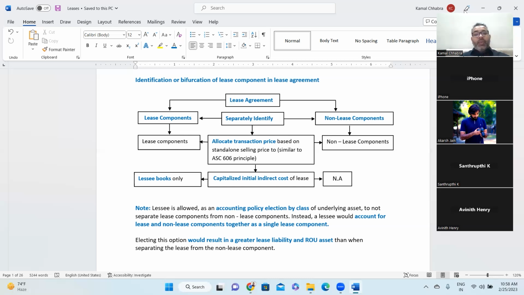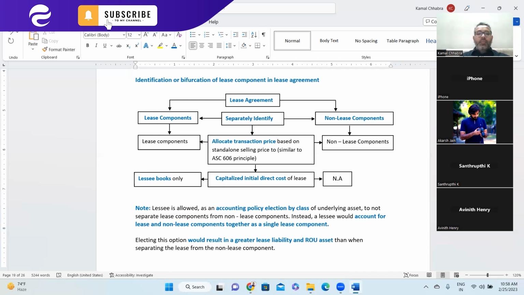And then in the lease book, in addition to this, we'll be doing the initial direct cost calculation and the capitalization of the same, the initial direct cost of leasing. So that is only in the books of the lessee.